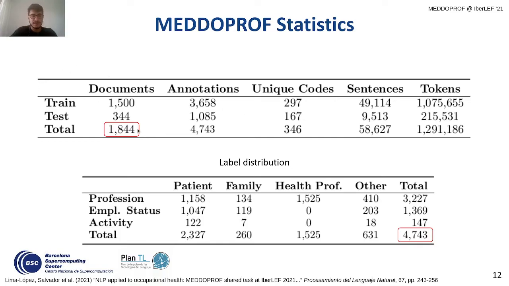Okay, here are some corpus statistics. As you see, the final size of the corpus is 1,844 documents, and it has almost 5,000 annotations. The most common labels are, on the one hand, profession, and on the other hand, patient, as could be expected, but there are also many employment statuses, not that many activities, but there were really not that many.